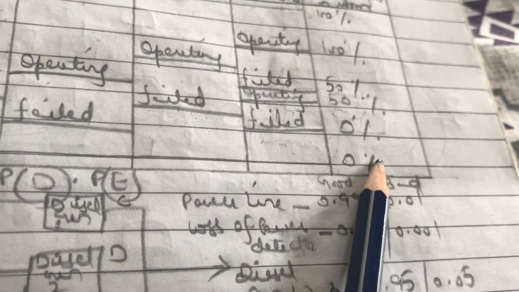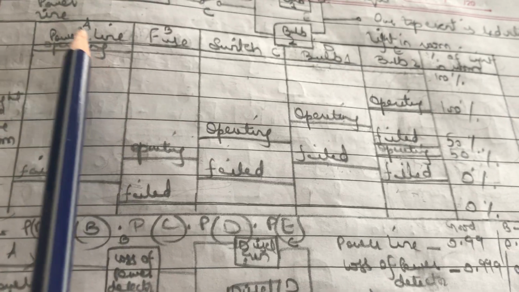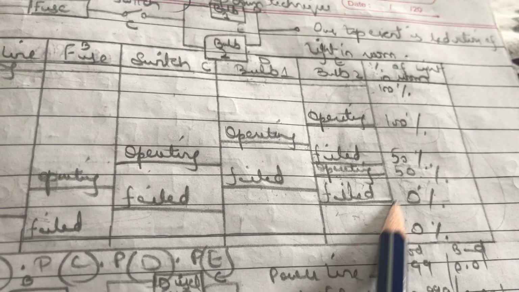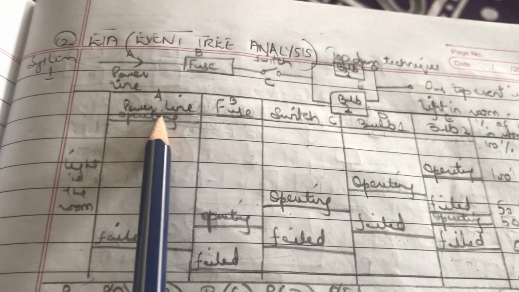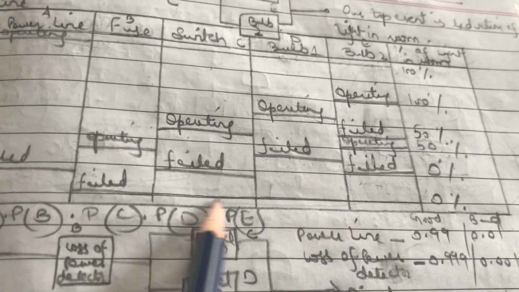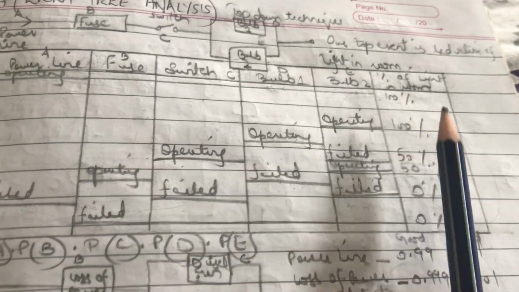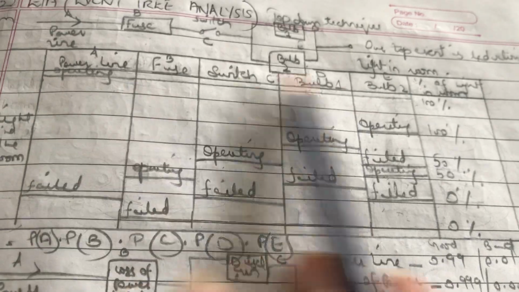And the last is 0%. It's 0% when we have all five things failed, so automatically the result would be 0%. When everything was in the operating condition, the result was 100%, and now when everything is in the failed condition, the result is 0%. So this was the way of drawing this table. I hope you got it.